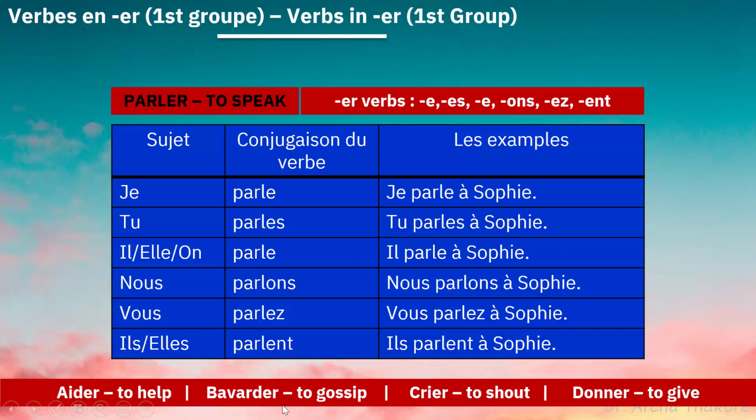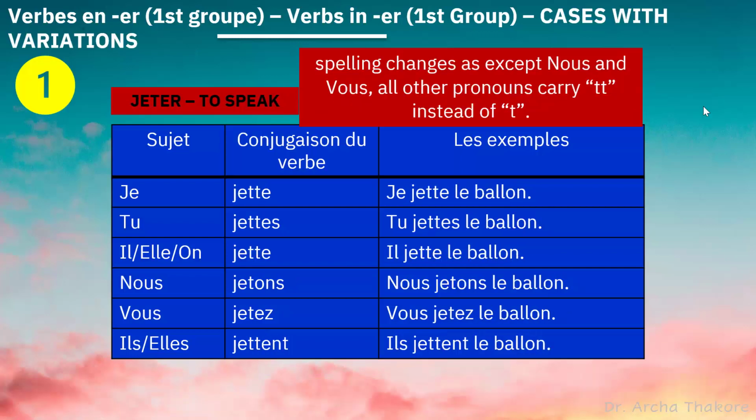Aider, bavarder, crier, donner. Now all these verbs are ending in er. How will they be conjugated? Je donne, tu donnes, il donne, vous donnez, nous donnons, il donne. Donner is to give. Remembering er ending verbs and their conjugation in present tense, it's not that difficult.